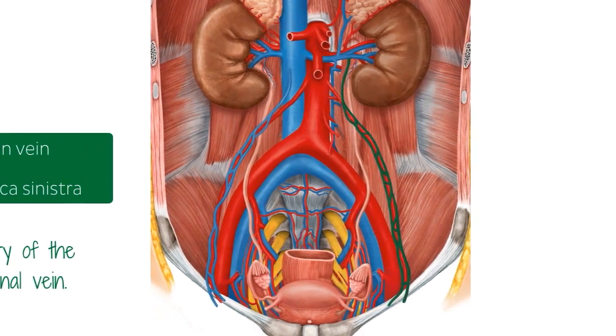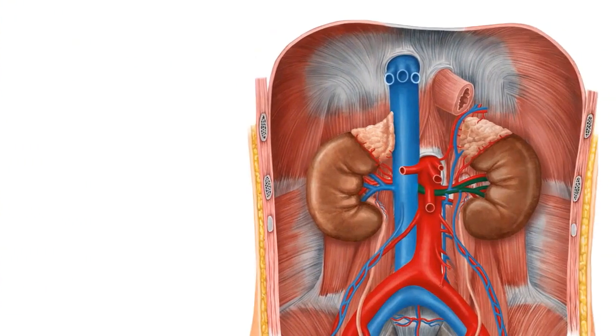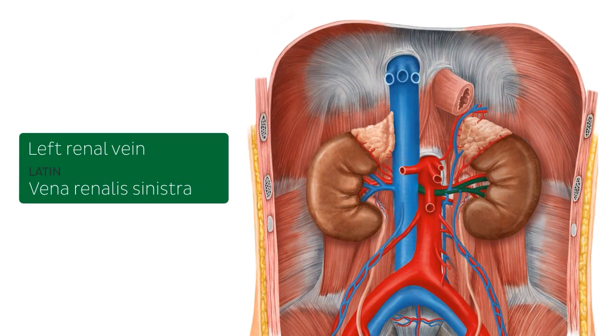The next structure we're going to be highlighting here is one that we talked about before. This one is the left renal vein. There is also one here, the right one, that is not highlighted. But to say that the left and right renal veins drain deoxygenated blood from your kidneys into this big blood vessel here, the inferior vena cava, which takes the deoxygenated blood back to your heart.